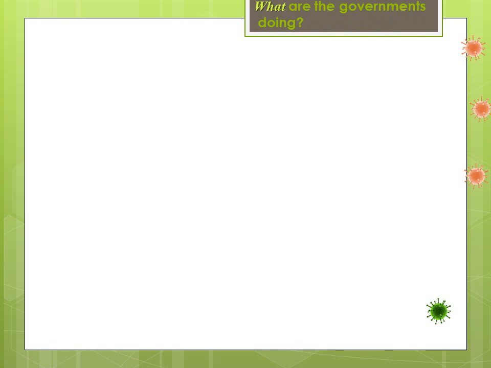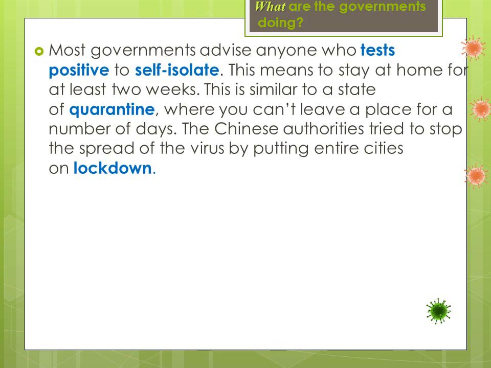What are the governments doing? Most governments advise anyone who tests positive to self-isolate. This means to stay at home for at least 2 weeks. This is similar to a state of quarantine where you can't leave a place for a number of days. The Chinese authorities try to stop the spread of the virus by putting entire cities on lockdown.